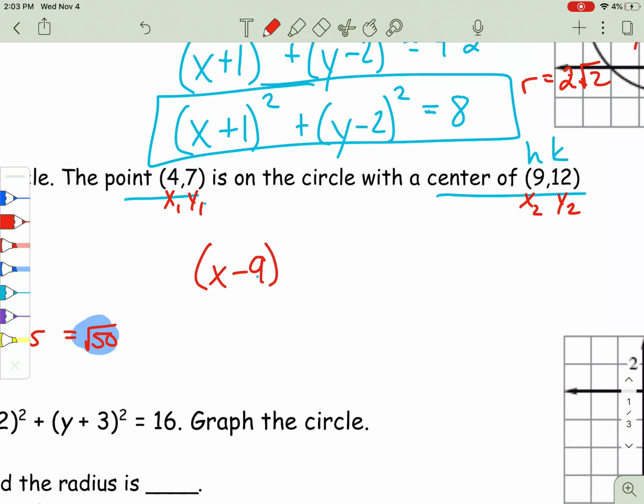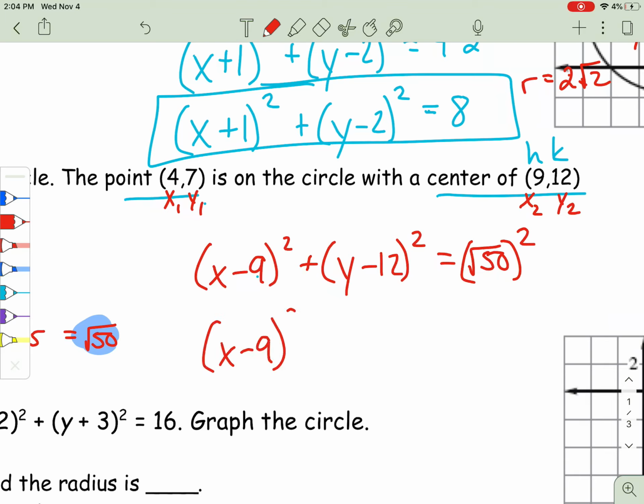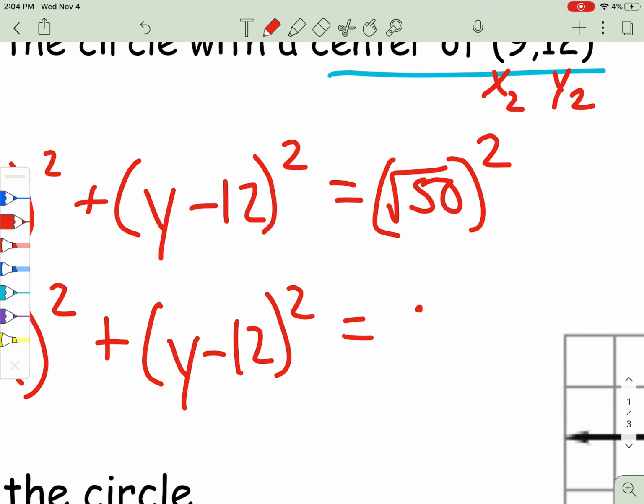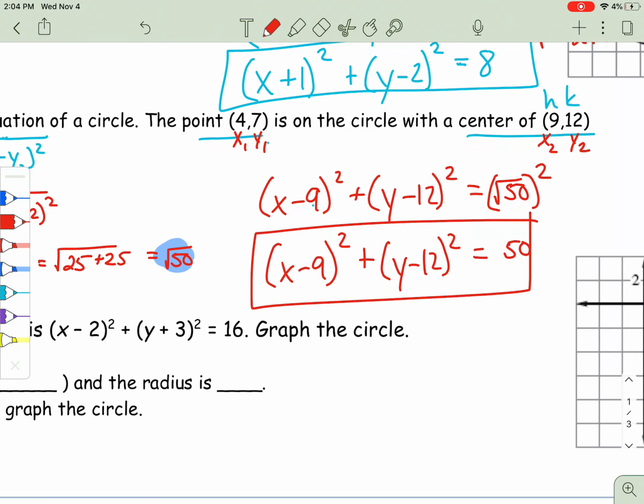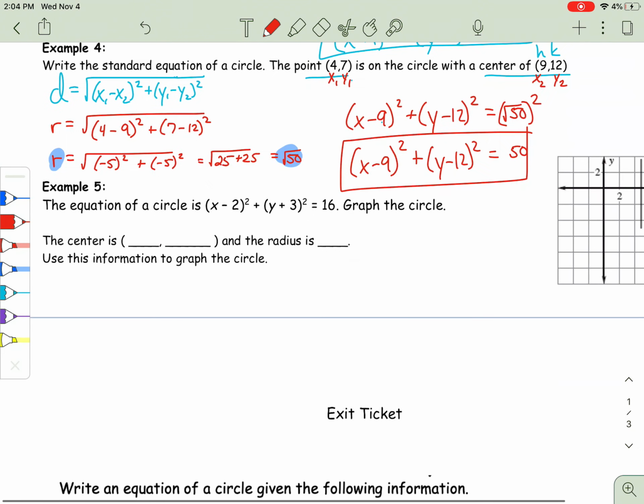So we have x minus 9, quantity squared, plus y minus 12, quantity squared, equals our radius squared. Okay, so x minus 9 quantity squared plus y minus 12 quantity squared. And again, any radical times itself is just that number underneath. So this is just a simple 50. Done.